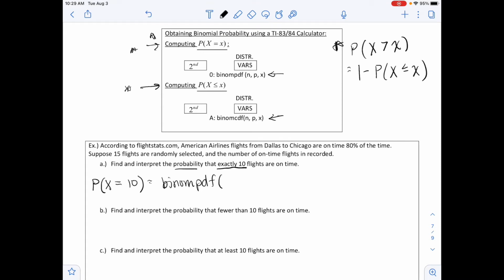And so for binom PDF, we have to put down n. n for this one is equal to 15. We have 15 flights this time. Our probability of it being on time is still 0.80. And then for this problem, our x value is 10.